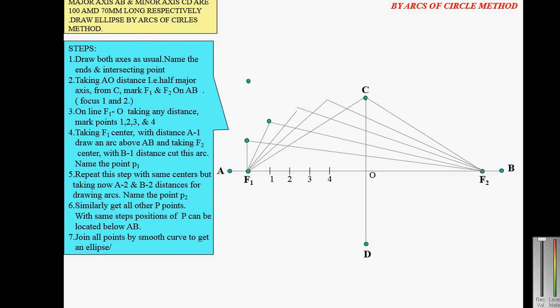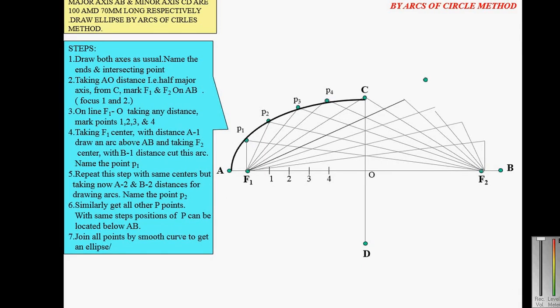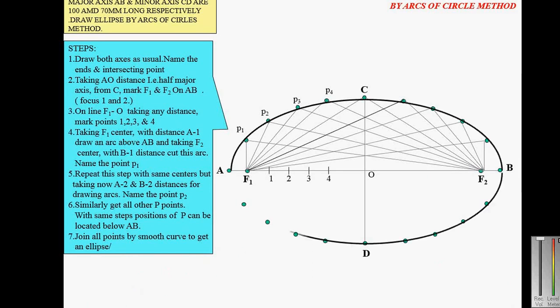Mark all these points P1, P2, P3, P4. Draw 1/4 of the ellipse and transfer the P1, P2, P3 points to the right side and the bottom portion, and join all the points. You will get an ellipse. So this is the ellipse by using the arcs of circles method.